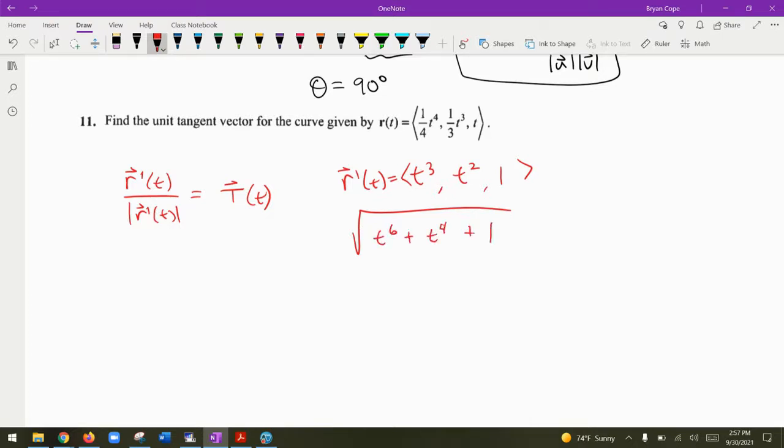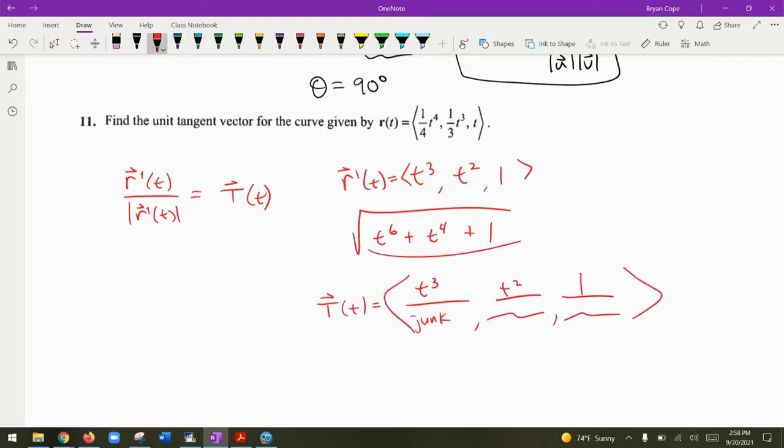Good. Anything we can do to that to clean it up? Not really, right? So big T then is found by doing t to the 3rd over, can I just say all that junk? And then t to the 2nd over blah, blah, blah, and 1 over blah, blah, blah. And that's the junk. Can we write junk? Sure. If you abbreviate it for yourself to avoid some writing, I don't mind.